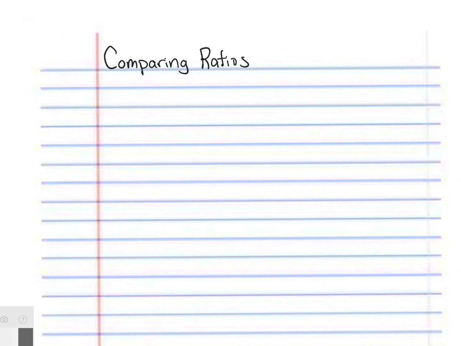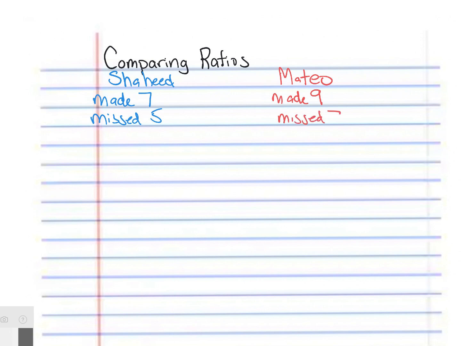We're going to have two people. So we're going to have Shahid versus Mateo. So we're going to say they were both at basketball practice, and at basketball practice this day, Shahid made 7, but he missed 5. Meanwhile, Mateo made 9 free throws and missed 7.